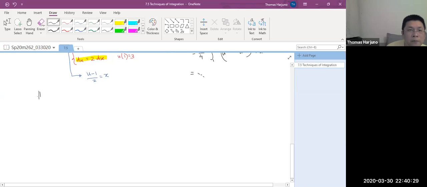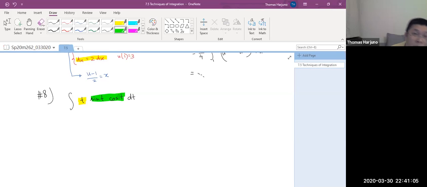Number 8. Integral of t sine t cosine t dt. Wow, this one is a bit harder. But I see these as two parts, this guy here with this guy here. It seems like I need to do integration by parts. From the top of my head, I can think of a couple ways to do this problem, but let me do the simplest one possible.